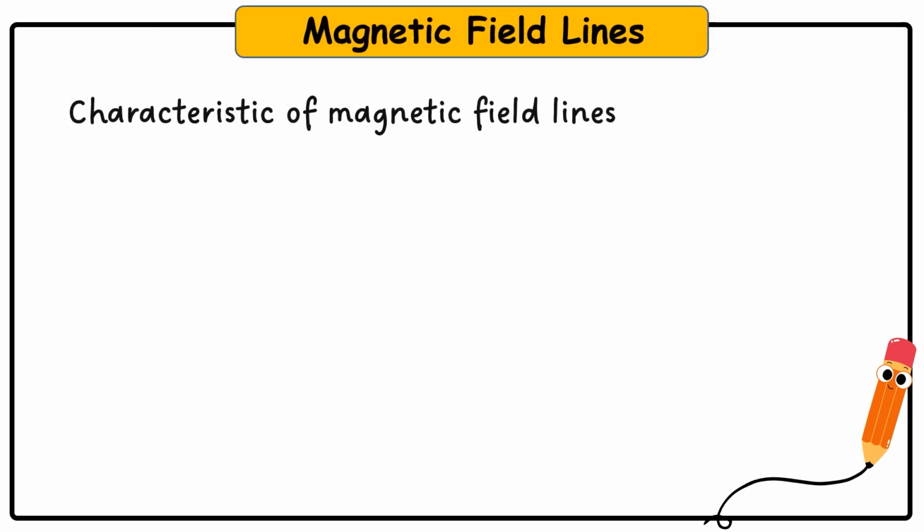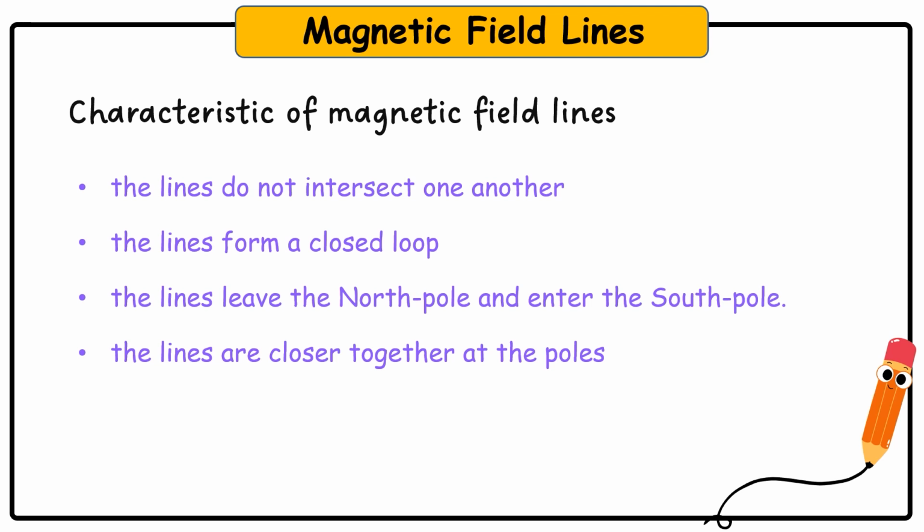Here are the characteristics of magnetic field lines. The first one is the lines do not intersect one another. The lines form a closed loop. The lines leave the north pole and enter the south pole, and the lines are close together at the poles.